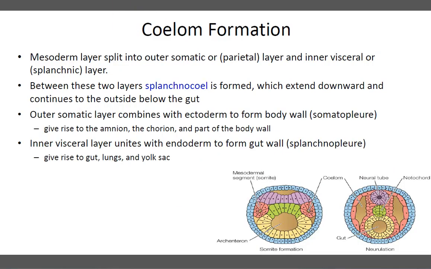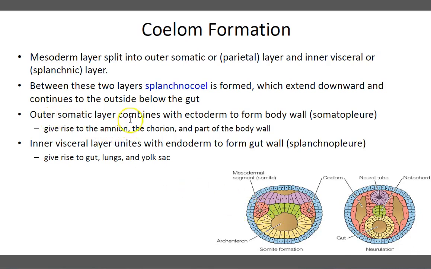Now, let's have more discussion on how the coelom is formed. As I've mentioned, the mesoderm layer, particularly the lateral plate mesoderm, will split into your outer layer, which is the somatic layer, and the inner layer, which is called the splanchnic layer. And in between these two layers, you form a cavity, your splanchnocoel. This will now extend downward and continue on down below the gut. So this will practically cover most of your body cavity.